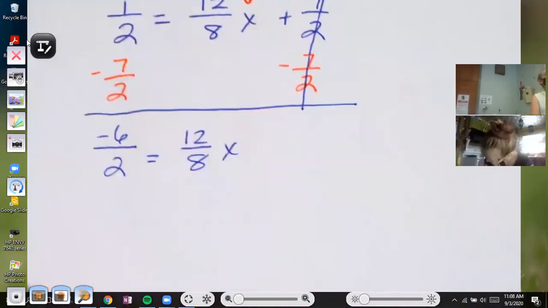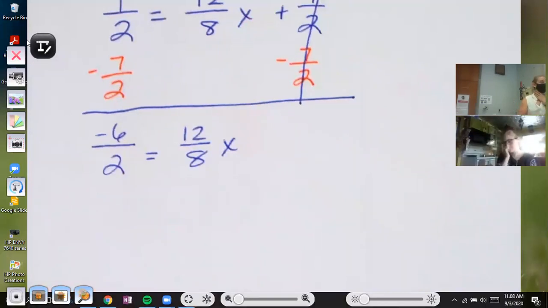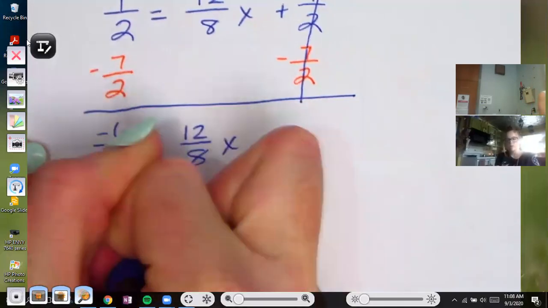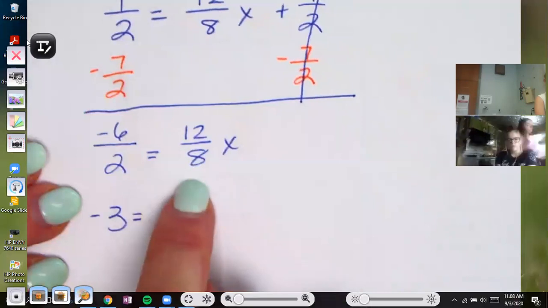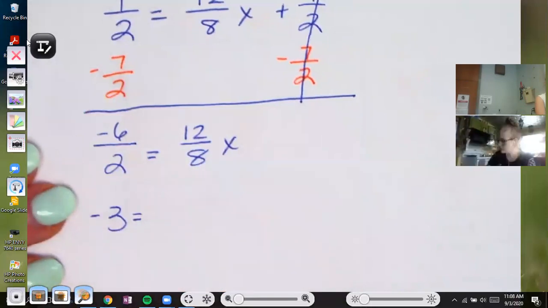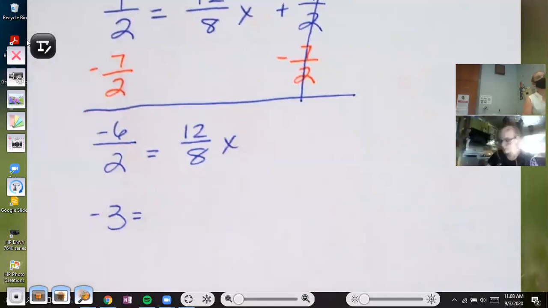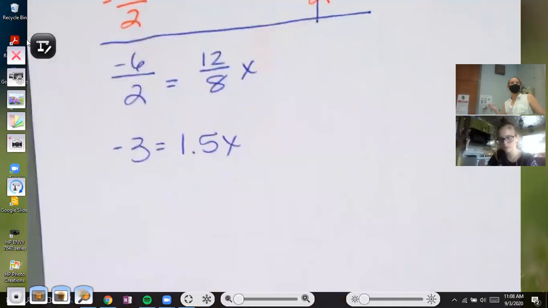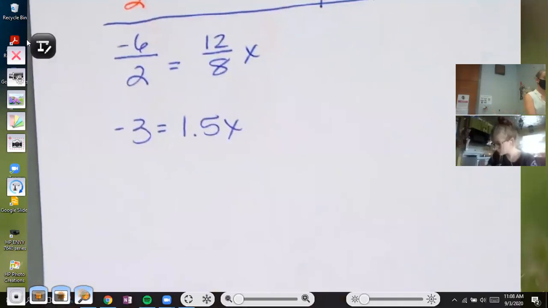Now, if you wanted to simplify this, it would make this next part really easy. What's -6 divided by 2? What would this simplify down to? 12 divided by 8. It'll still be a fraction. 3/2, which is 1.5, if you wanted to keep it as a decimal. Sometimes decimals are easier. But that is the 1.5.